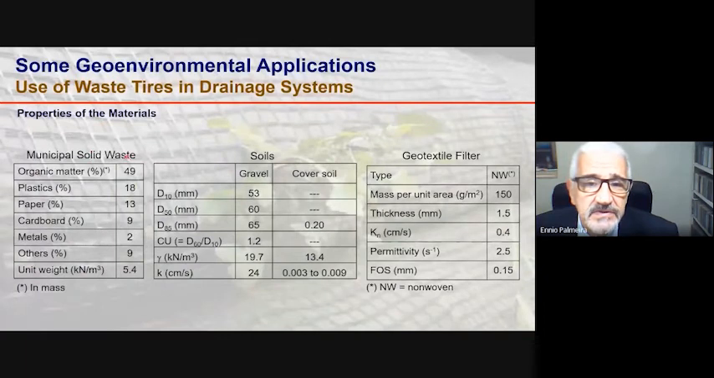Properties of the materials: the municipal solid waste, with a main composition of approximately 50% organic matter; the gravel soil used in the conventional drainage layer in terms of particle size, coefficient of uniformity, unit weight, and coefficient of permeability; the properties of the cover soil of the experimental cells; and the properties of the geotextile filter, a non-woven geotextile with 150 grams per square meter mass per unit area, 1.5 millimeters thickness, permeability coefficient of 0.4, permittivity equal to 2.5, and a filtration opening size of 0.15 millimeters.